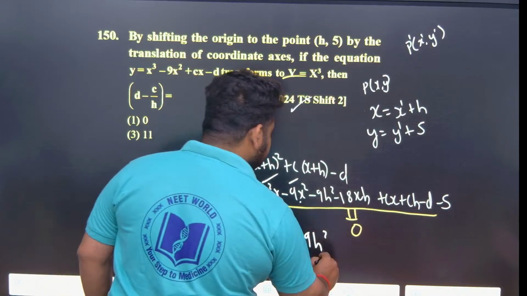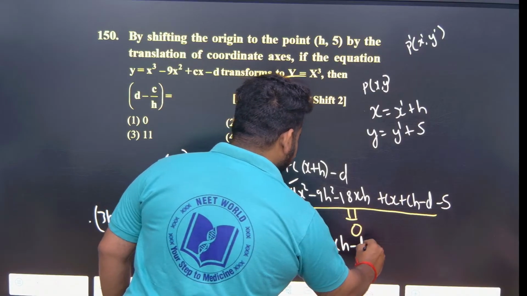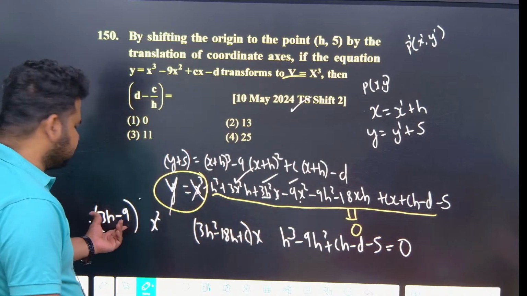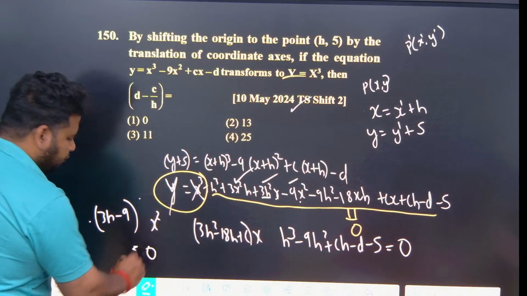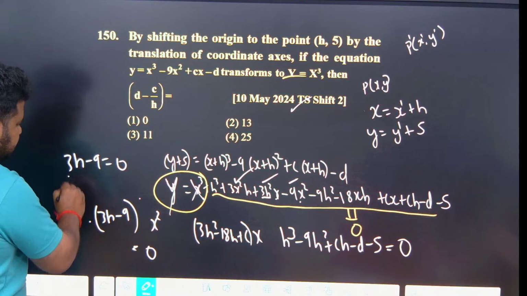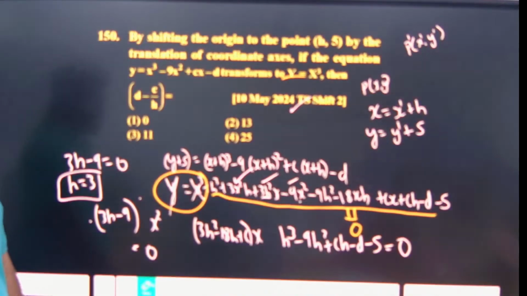Plus ch minus d minus 5 is equal to 0. Now 3h minus 9 will be equal to 0, correct? The coefficient will be equal to 0. So I have 3h minus 9 is equal to 0. So h will be equal to 9 by 3, that will be 3. So h is equal to 3, I got.